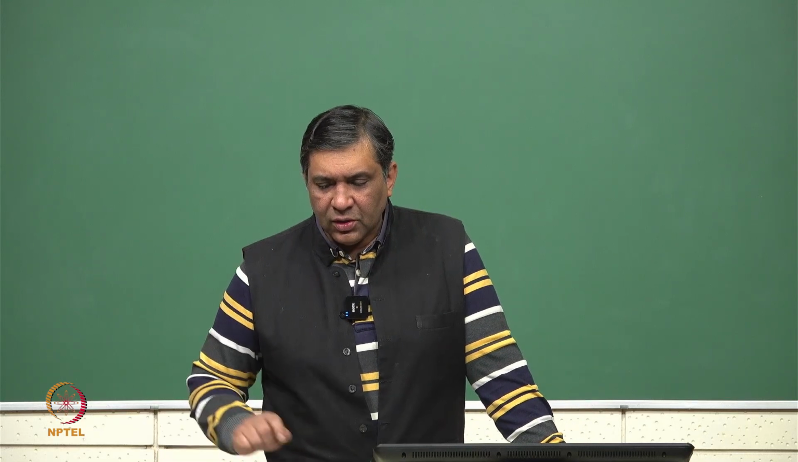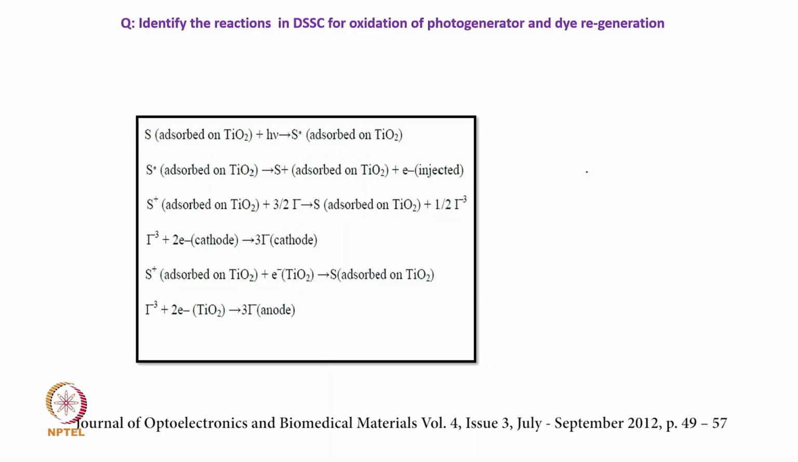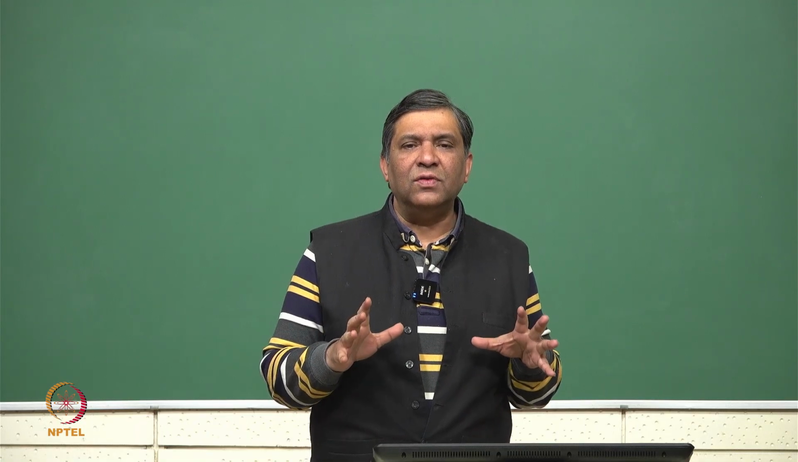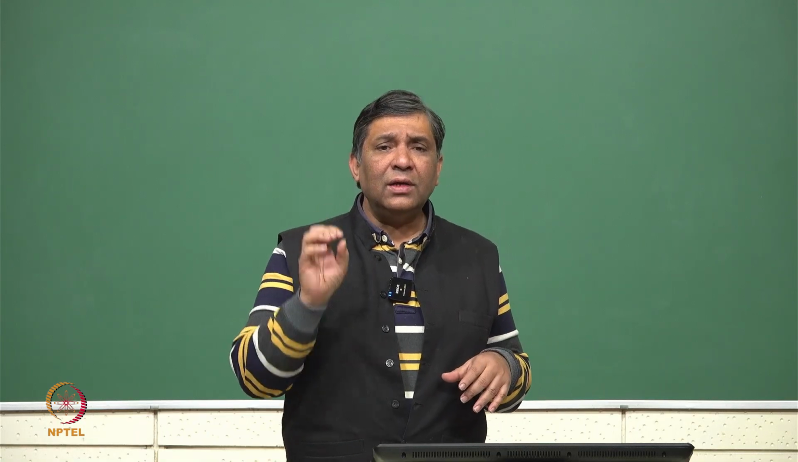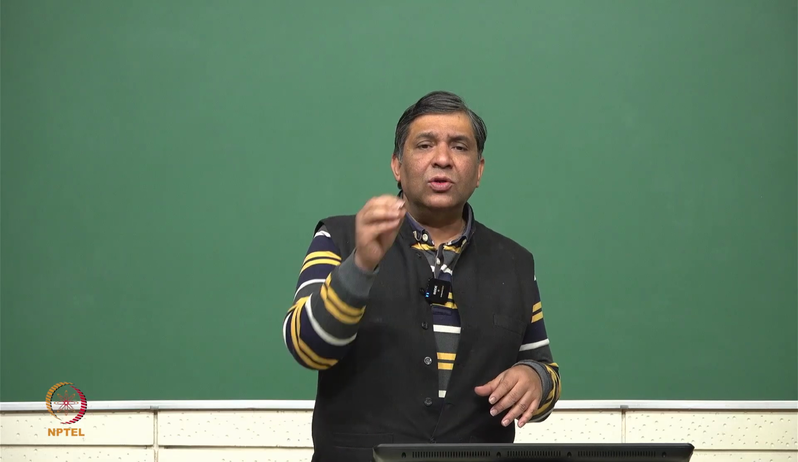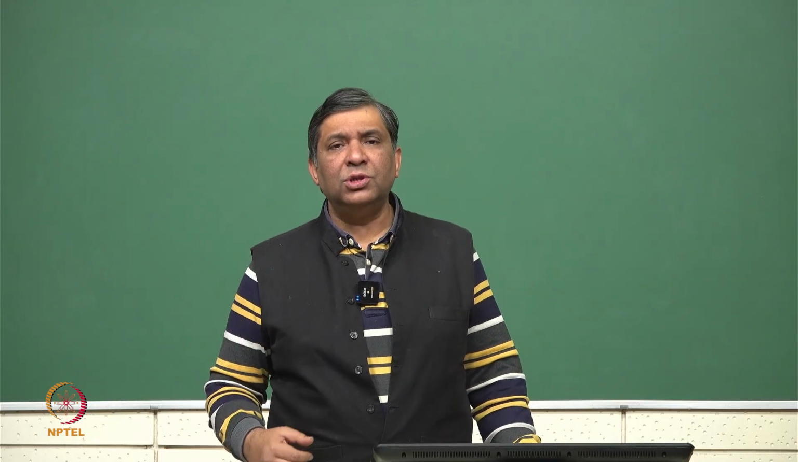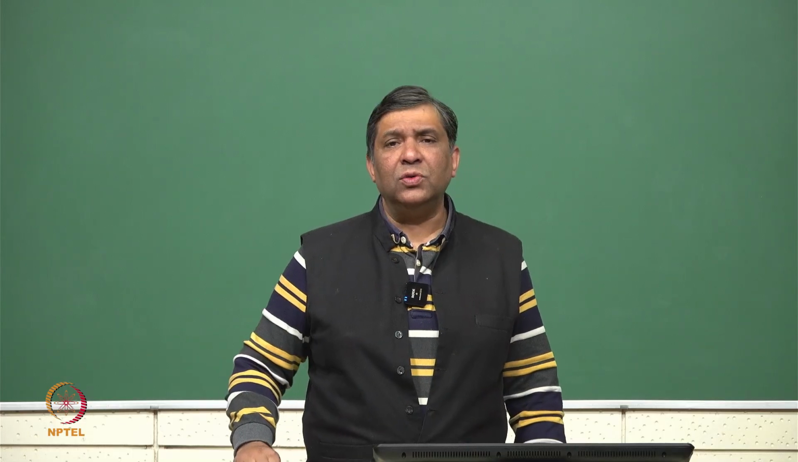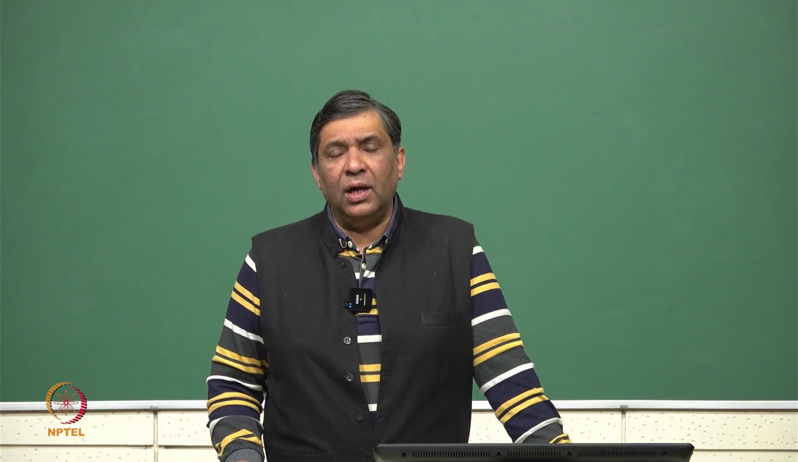So, let us look at the next question. Identify the reactions in DSSC for oxidation of photogenerator and dye regeneration. We have discussed that there are various reactions which take place in a dye sensitized solar cell after the light interacts with the dye, and just now we have seen that after the electron goes to the HOMO state of the dye, it actually transfers the electron to the conduction band of TiO2.